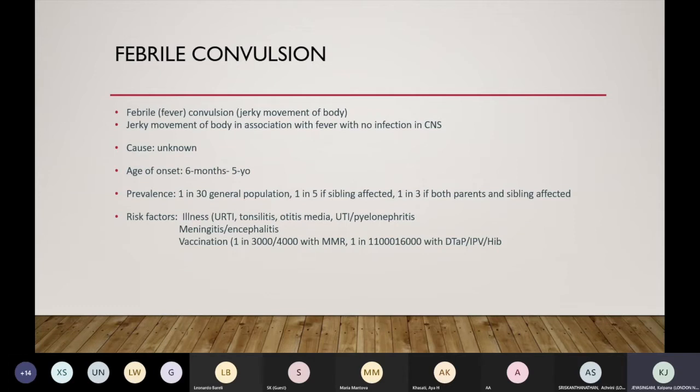The commonest age when we see this is between 6 months to 5 years, and the prevalence in the general population is 1 in 30, but if we have a sibling or parents affected, it's much higher. Risk factors for febrile convulsion, as I said before, include illness. So usually you will notice the parents say that the child might have been unwell for the last couple of days. It could be a UTI, upper respiratory tract infection, tonsillitis, otitis media, or pyelonephritis. They may have meningitis or encephalitis, or they may have recently had vaccinations. Again, the chances are very low. And we usually don't want to scare our parents with that because we already have a huge number of parents who are quite against vaccinations. But this is something that they should be aware of anyway.